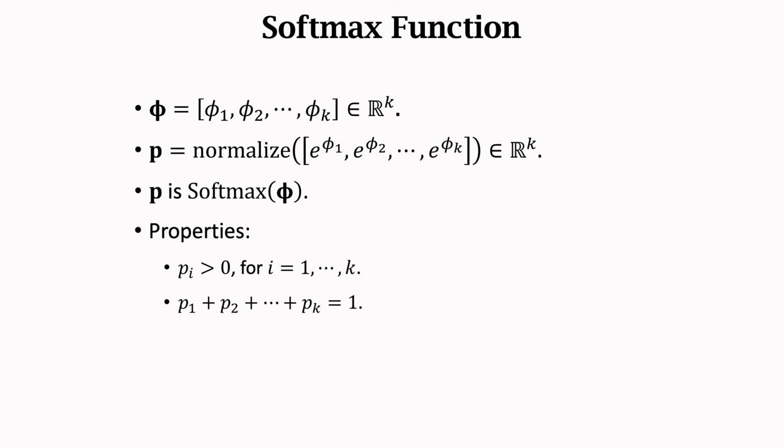Here are some properties of Softmax. Its input and output are both k-dimensional vectors. The elements of the output vector p are all positive, and their sum is 1. Thus, p is a probability distribution. Softmax is typically applied upon the output of a multi-class classifier. If there are k classes, then the output of Softmax is a distribution over the k classes.